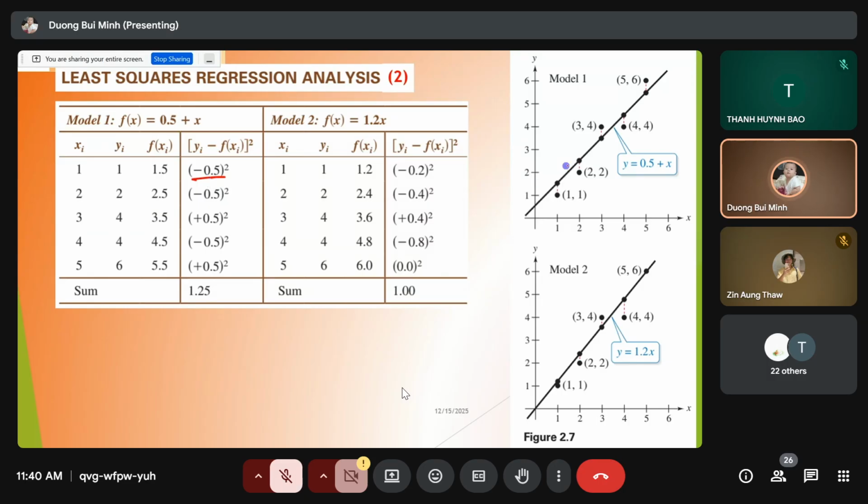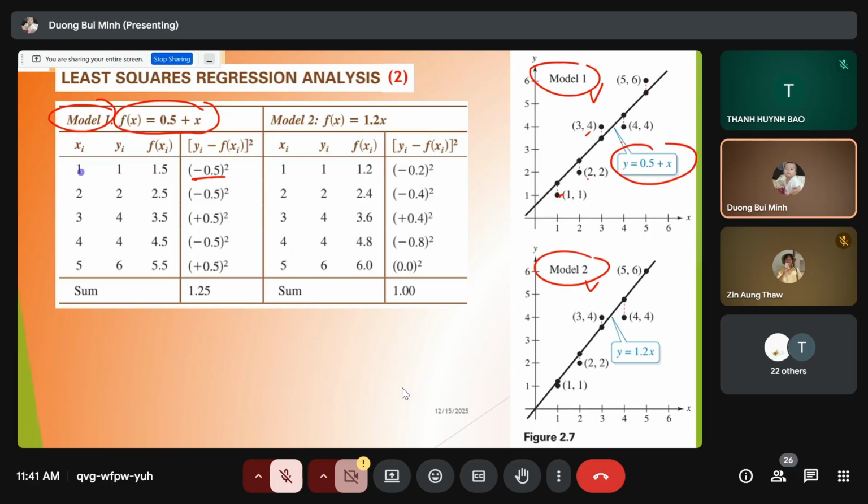For example, we have 5 boys, and we assume we have this linear curve. We have model 1, f(x) is 0.5 plus x, and model 2, f(x) is 1.2x. We don't know whether model 1 is better or model 2 is better.